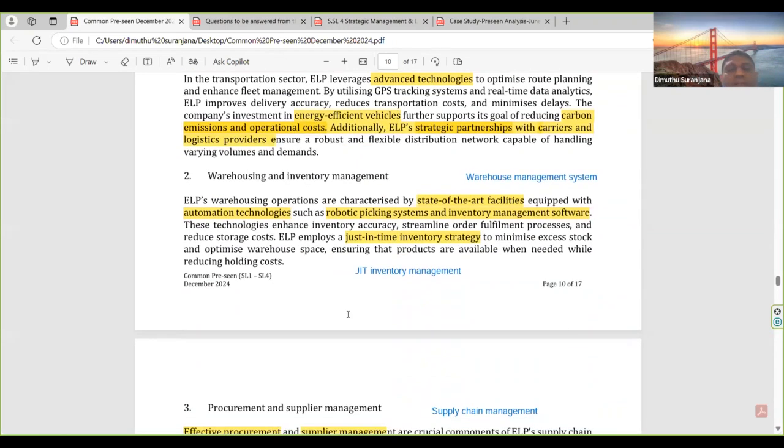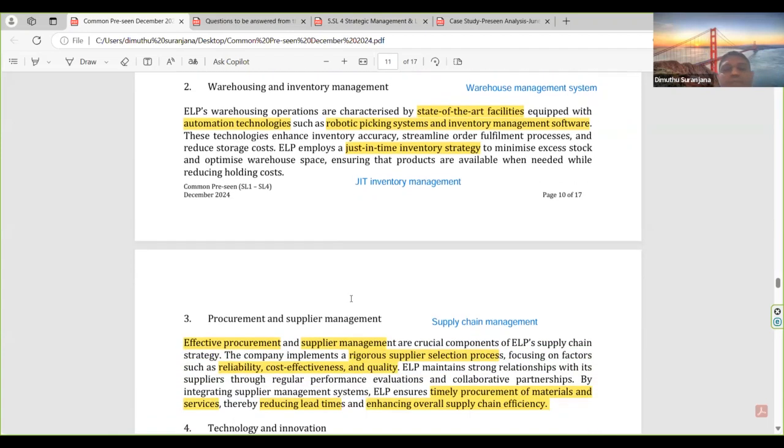Then warehousing and inventory management. ELP's warehousing operations are characterized by state-of-the-art facilities, equipped with automation technologies such as robotic picking systems and inventory management software. So they talk about inventory management also here. These technologies enhance inventory accuracy, streamline order picking processes, and reduce storage costs. ELP employs a just-in-time inventory strategy. So JIT inventory management, key topic here. To minimize excess stock and optimize warehouse space, ensuring that products are available when needed while reducing holding costs.